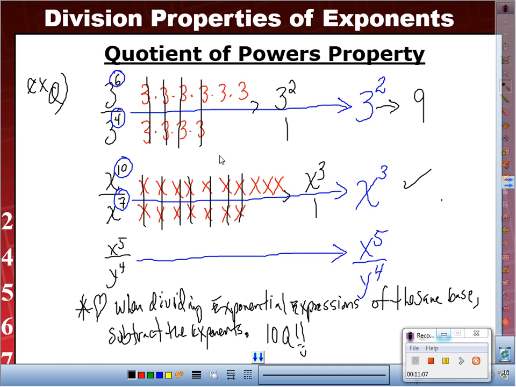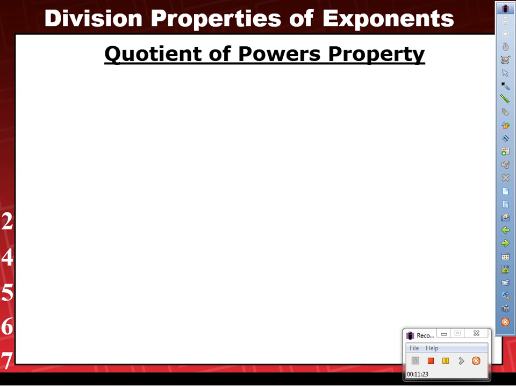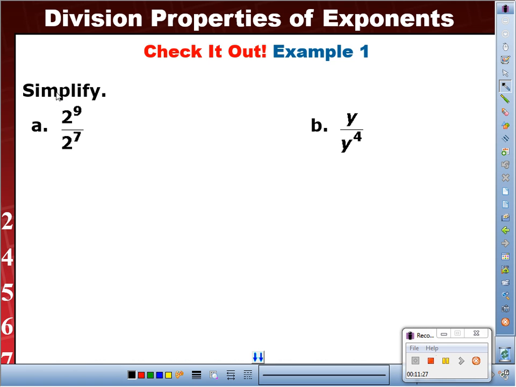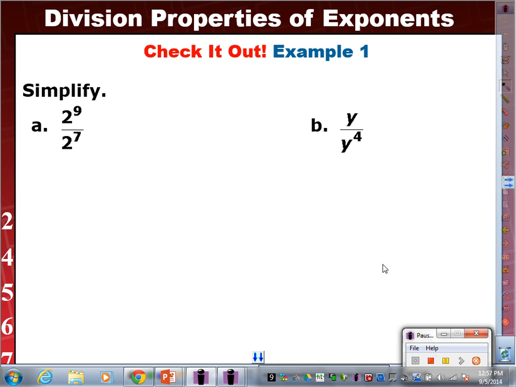Do you need to do this for the homework? No. If you already know the rule, go straight from here to here. Does everyone understand? Okay, let's do some practice. Copy this next one down, please. Example number 1. Example 1A and 1B. Example 1A says, simplify. A, 2 to the 9th over 2 to the 7th, and B is y over y to the 4th. Copy that and simplify. You got 20 seconds. Go. Okay, let's see.